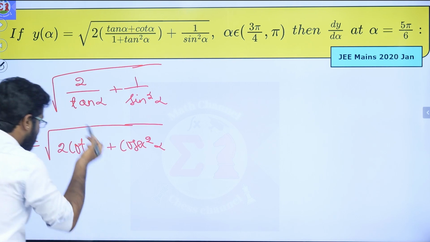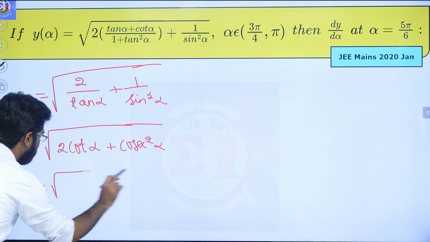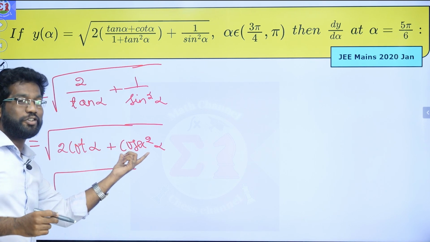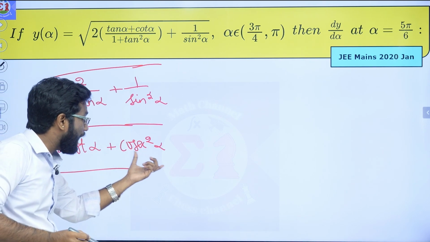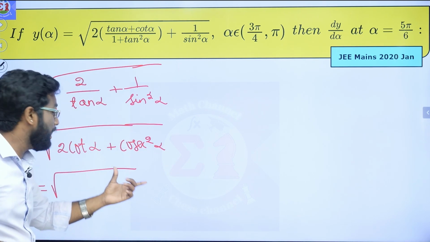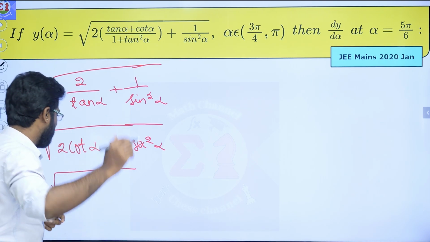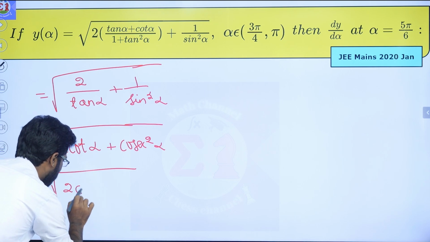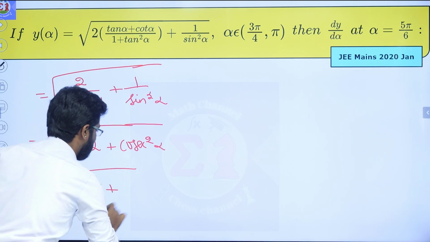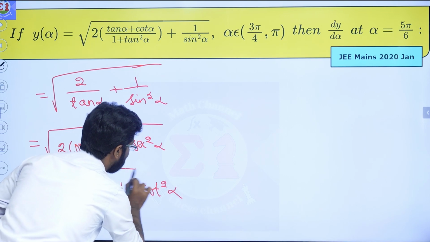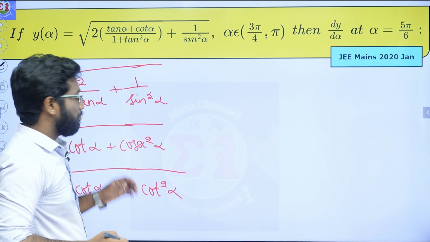Okay, my dear students. Now here 2 cot alpha is there, here cosecant square alpha is there. I can convert cosecant square alpha into cot alpha. Just remember the formula, my dear students, it's very important. So 2 cot alpha plus 1 plus cot square alpha, my dear students. It is a very important identity.